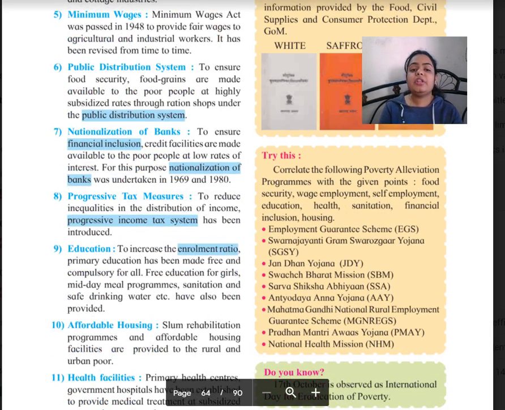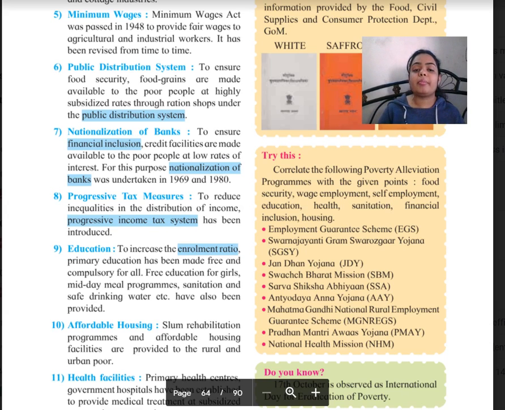Minimum wages. The Minimum Wages Act was passed in the year 1948 to provide fair wages to agricultural and industrial workers. It has been revised from time to time. So, the Minimum Wages Act, which was passed in the year 1948, has given a standard for seeing to it that fair wages are provided to each and every worker. That is the basic wage rate, so that they have at least a basic income for satisfying the needs of their household. So this was the intention behind passing this Minimum Wages Act.